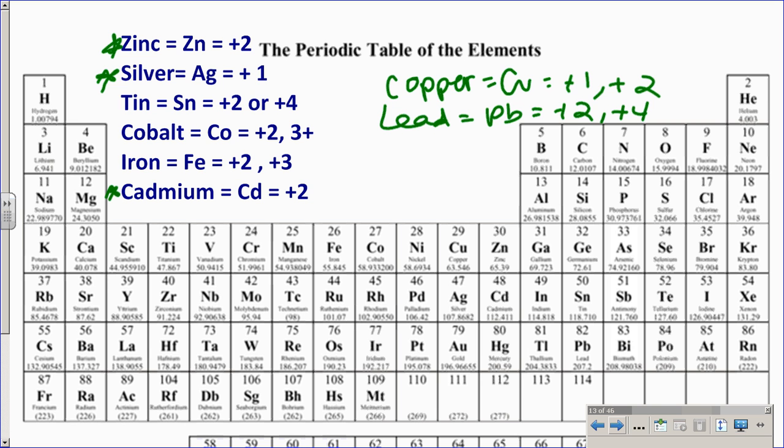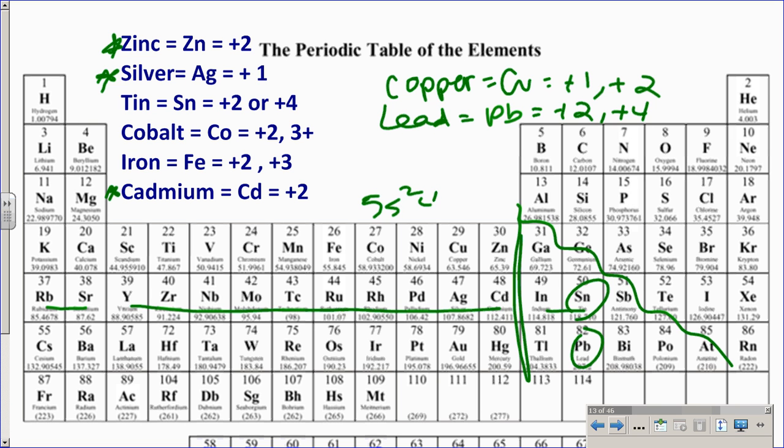But notice that tin is not actually a true d-block transition metal, but it acts like one. So lead and tin are over here. What is their electron configuration, the last part? 5s2, 4d10, 5p2. So that's the tail part of tin.